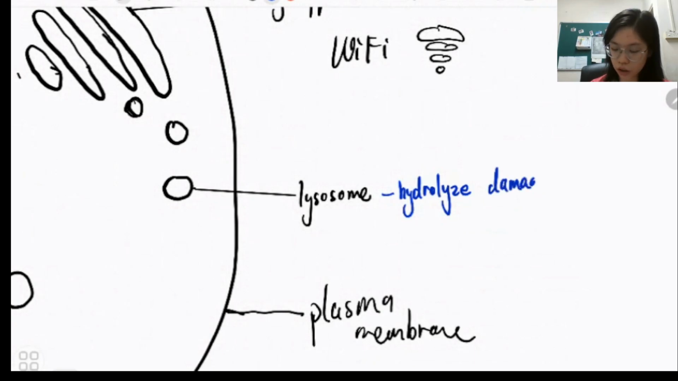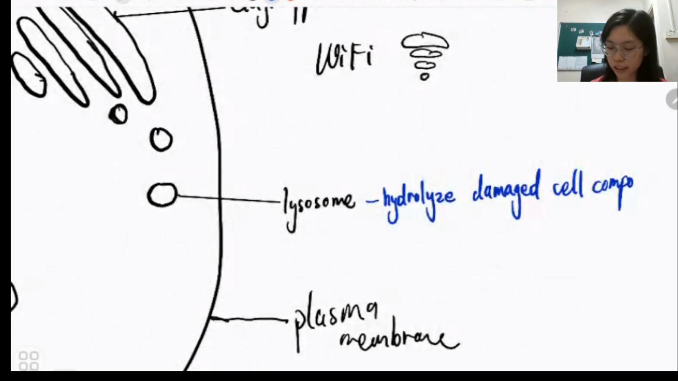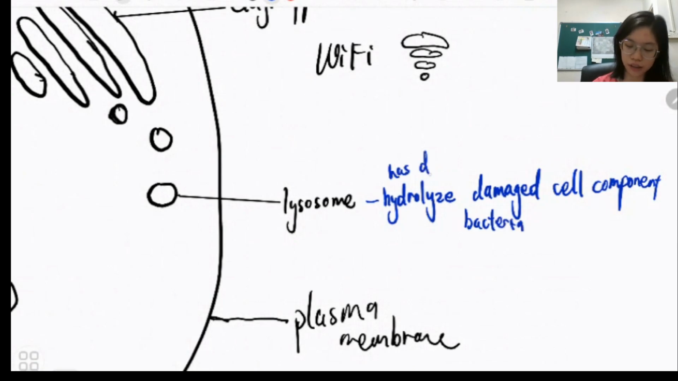damaged cell components. Let's say your mitochondria is already rusty. Okay, your mitochondria is very old already. So this lysosome will go and basically engulf it, because it has this digestive enzyme to dissolve, to hydrolyze them, break them down. Hydrolyze more damaged cell components, or you can say break down the bacteria. Why? Because it has a lot of enzyme, digestive enzyme.